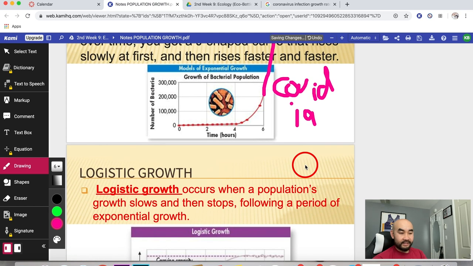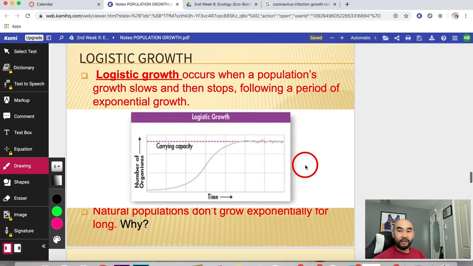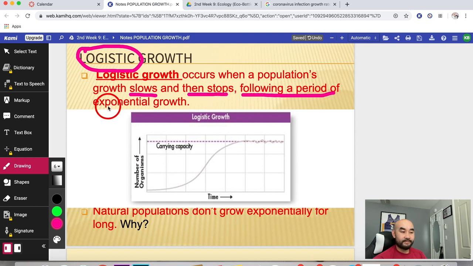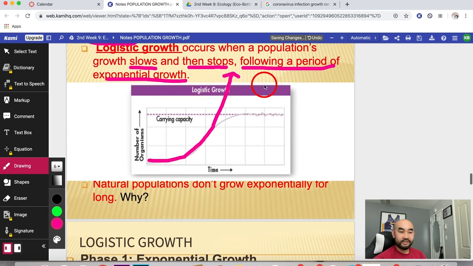Right? And that leads us to the next growth rate, the more realistic one, what we call logistic growth. Logistic growth is when a population grows, slows down, and then stops, following a period of exponential growth. Okay, so you look at this graph. When something keeps growing, growing, growing, what do we call this graph again? What type of growth is this?